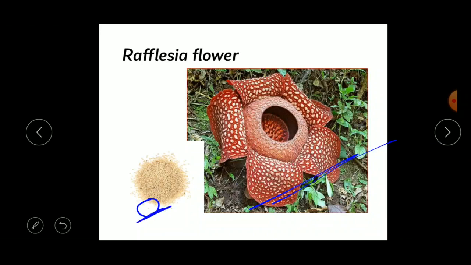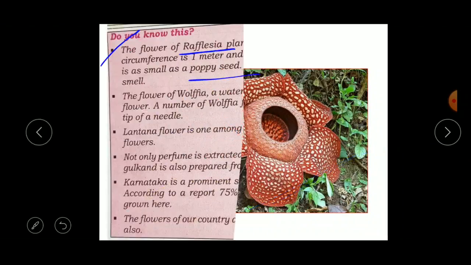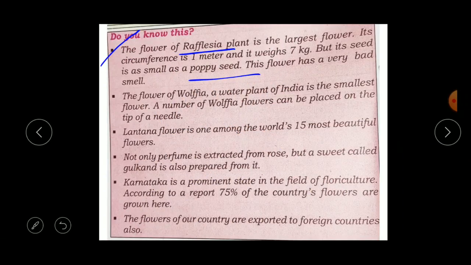Now in your exam it may ask you which is the largest flower in the world. Now you tell me, which is the largest flower in the world? Yes, Rafflesia flower is the largest flower in the world. Understood, children?